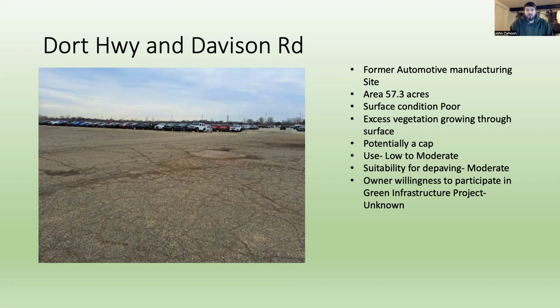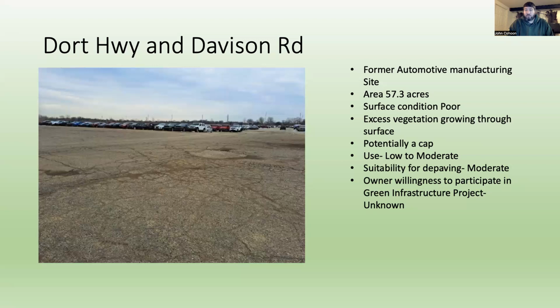So the first large site that we found was a large former automotive manufacturing site at the corner of Dort Highway and Davison Road. It's almost 60 acres in size. It's paved, but that paving surface is in generally poor condition. There's a lot of vegetation growing up through it. Potentially, this is serving as a cap to try to prevent some sort of contamination in the ground from leaching out. And so we don't know if de-paving is really a viable option here or not.